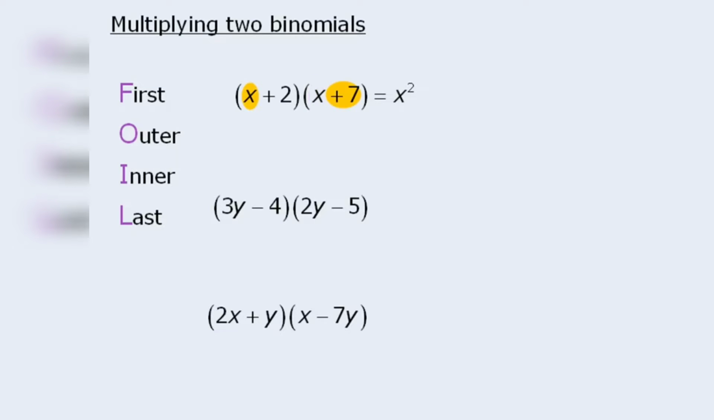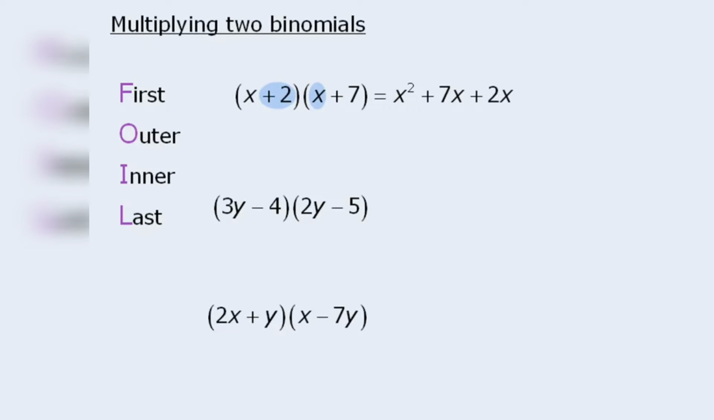Next, we multiply the two outer terms. As you can see, there are four terms altogether on the left-hand side here, and these two highlighted terms are the outer terms. So here, x times positive 7 equals positive or plus 7x. Next, we multiply the two inner terms. Here, positive 2 times positive x is equal to positive or plus 2x.